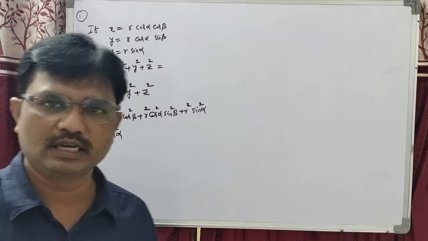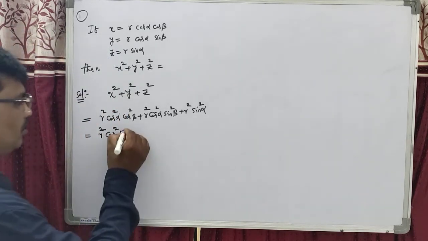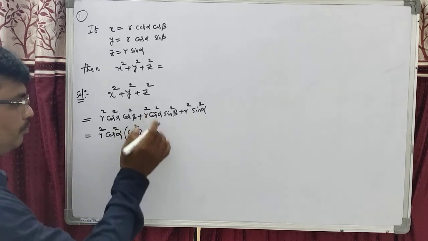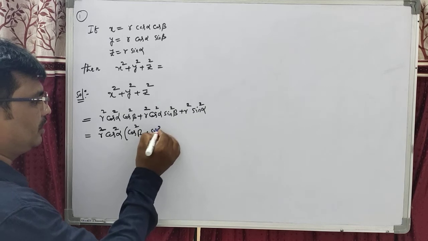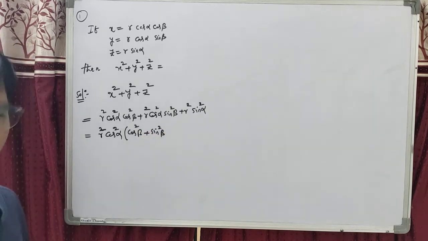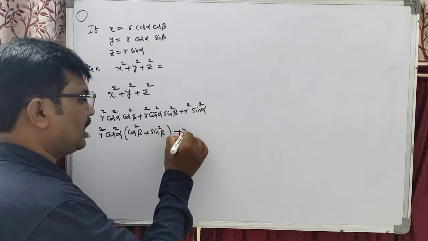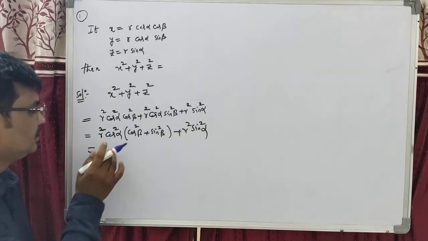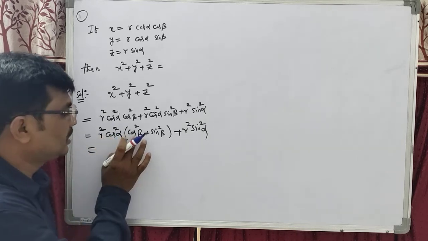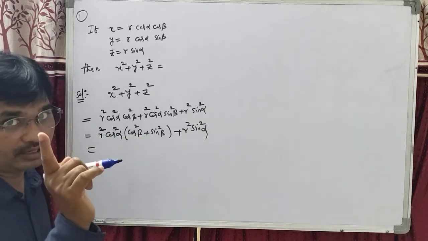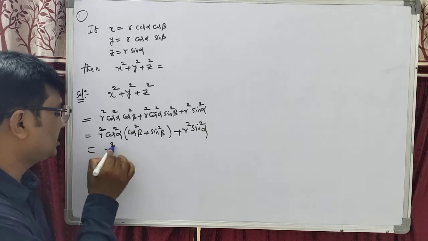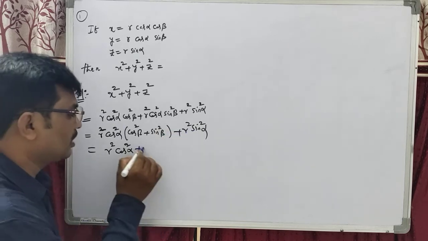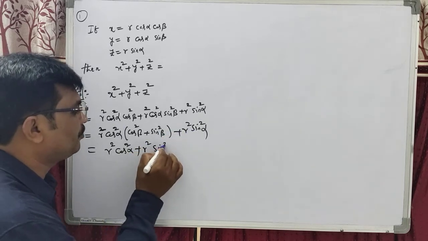What is the common factor, students? r square cos square alpha. Now this leaves cos square beta plus sin square beta, plus r square sin square alpha. Dear students, this is r square cos square alpha times cos square beta plus sin square beta, whose value is 1. Therefore, now this is r square cos square alpha plus r square sin square alpha.